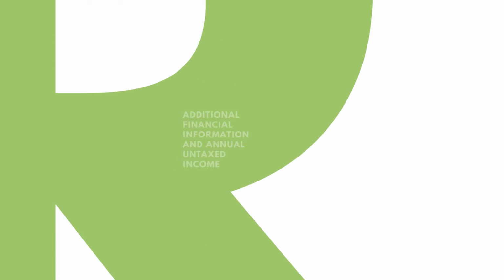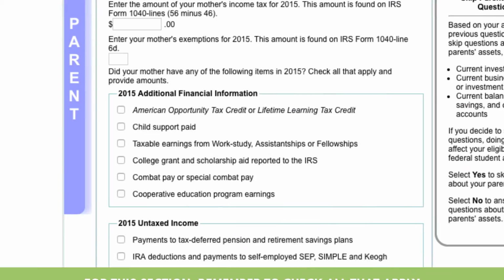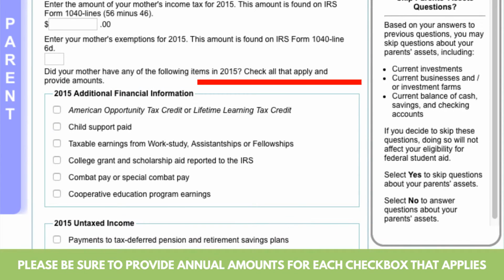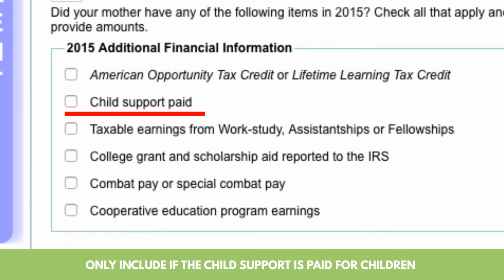Part 8. Additional financial information and annual untaxed income. For this section, remember to check all that apply. Please be sure to provide annual amounts for each checkbox that applies. Child support. Only include if the child support is paid for children not included in your household.